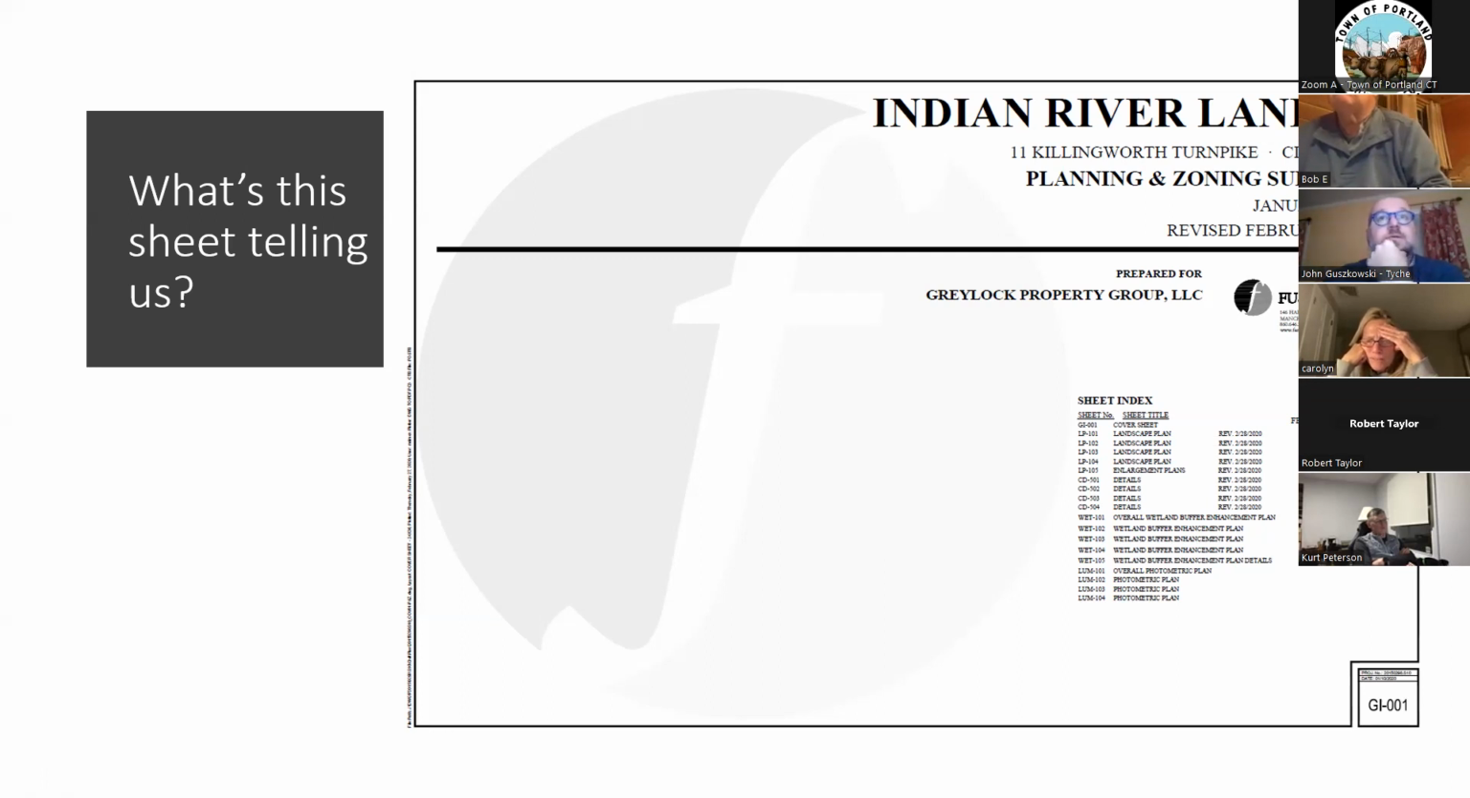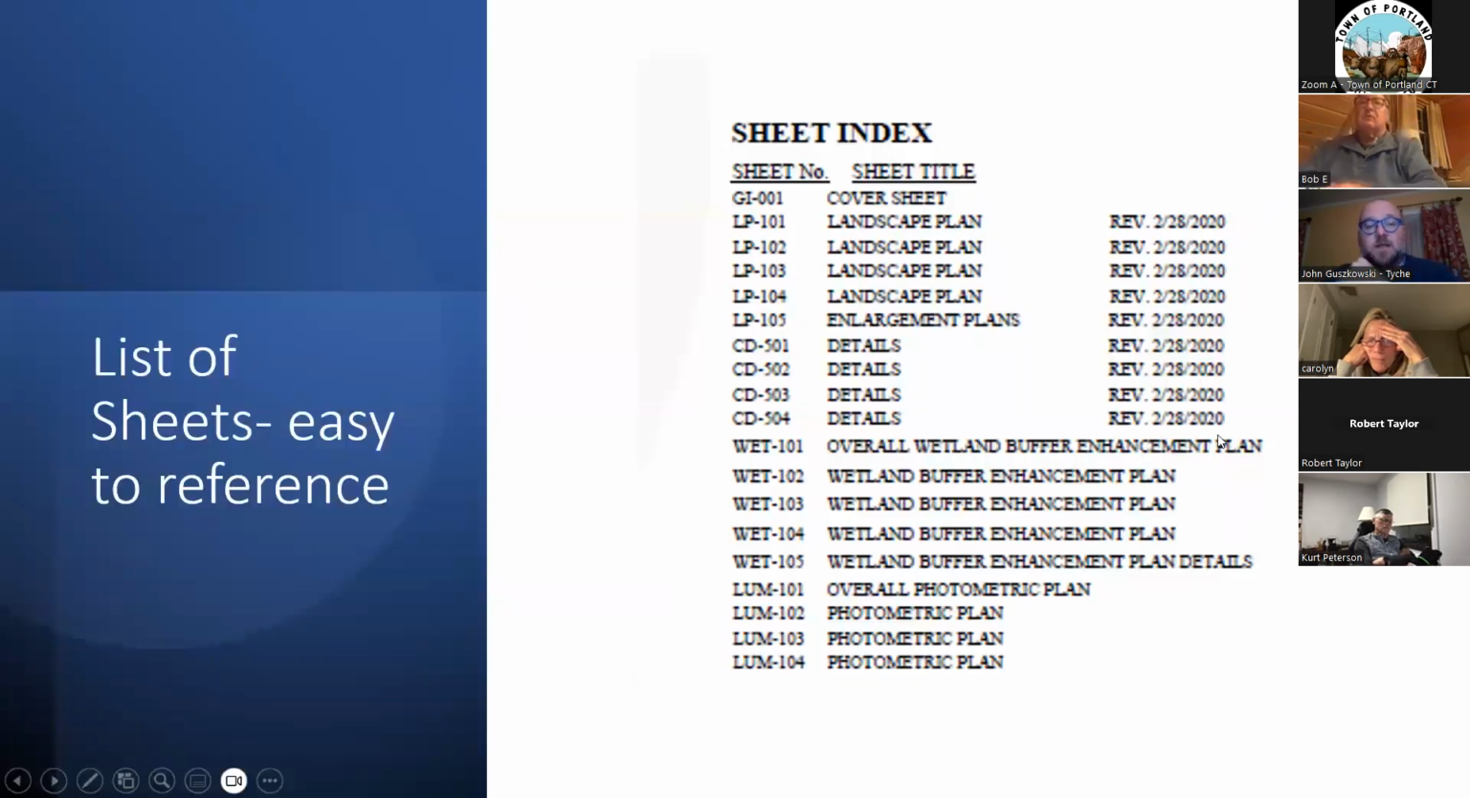Correct. Good. So yeah, we know where this is. We know what this is for. So we see it's a planning and zoning application submission. When it was created, it was revised, who the project team is, who the property or project owner is. And again, the sheet index, we're going to take a look at that. You know, this is like a fat stack of pages. We have several pages of landscape plan, some enlargements, standard details, wetlands buffer, photometric plans. We know what to expect.